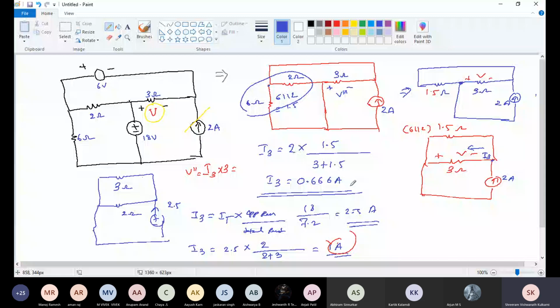Okay, now V triple dash is equal to, current I3 is flowing like this. Tell me, do I need to take plus or minus?